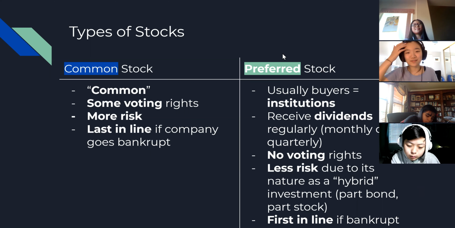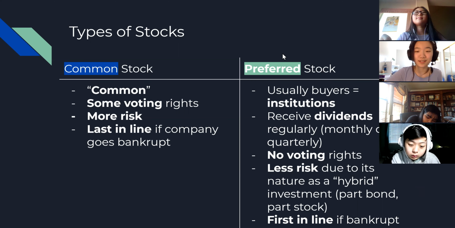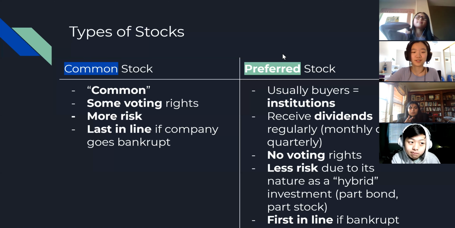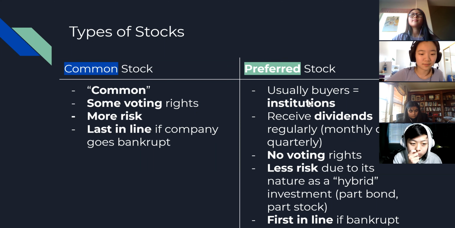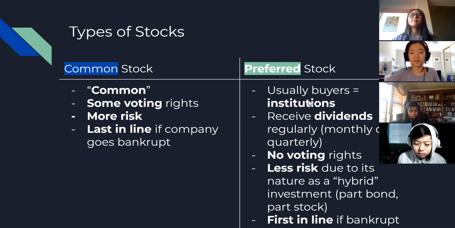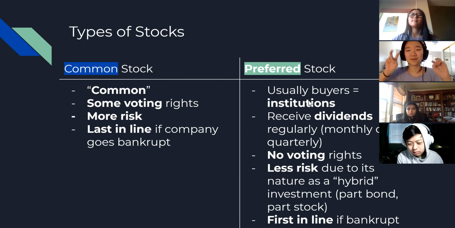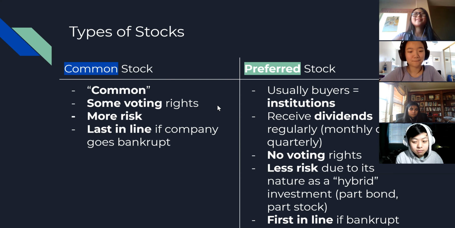Okay, so for preferred stocks, the buyers are usually institutions. They also receive dividends regularly, which are distributions of the company's earnings to the shareholders, paid out of the company's revenue. Like Cassie said, they don't get voting rights because they're first in line to get paid, and if they had both, that would make them overpowered. They're also less risky because they're a hybrid investment, part bond and part stock, which we'll get into.